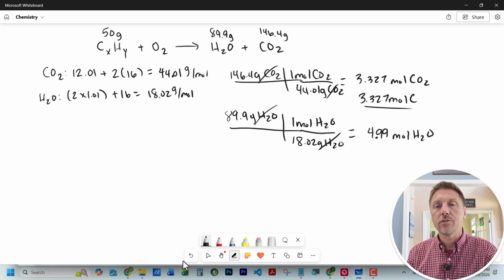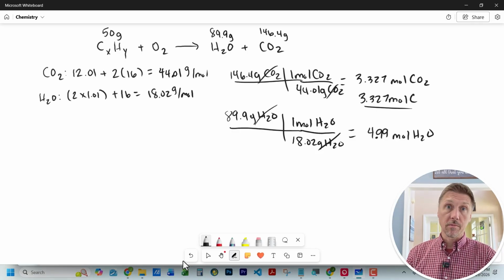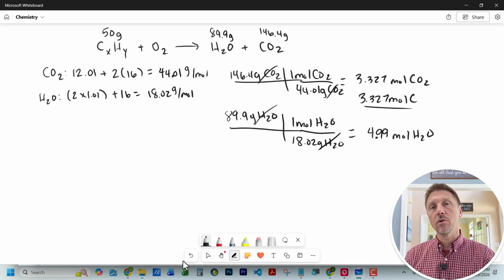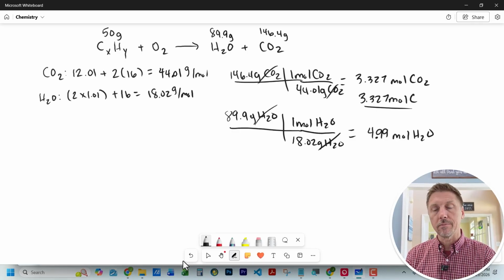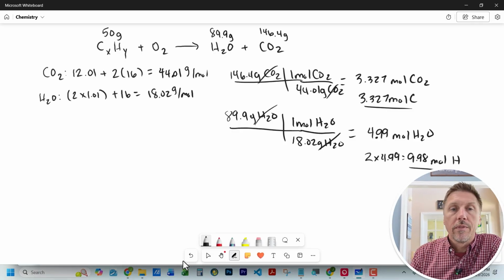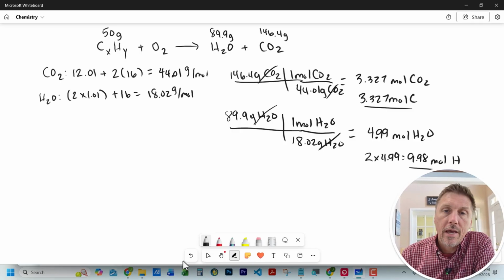We're interested in the hydrogen part. So how many hydrogen atoms are there in 4.99 moles of H2O? Well, there's going to be twice as many as the number of moles of H2O because every H2O molecule has 2 hydrogen atoms in it. So 2 times 4.99 gives us 9.98 moles of hydrogen atoms, right?